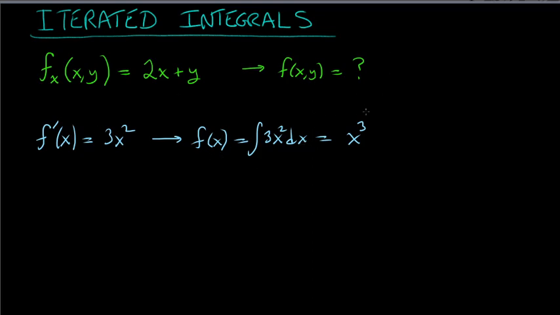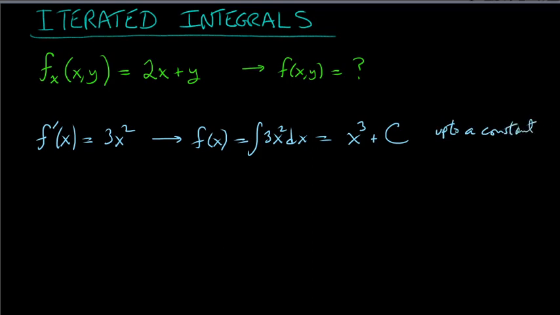Of course, what are we missing here? We're missing the fact that we don't know that it's just x cubed. It could be x cubed plus 2. It could be x cubed plus pi squared. It could be x cubed plus 1 over e. So it can be x cubed plus any constant c. So yes, we don't know f exactly, but we do know it up to a constant.